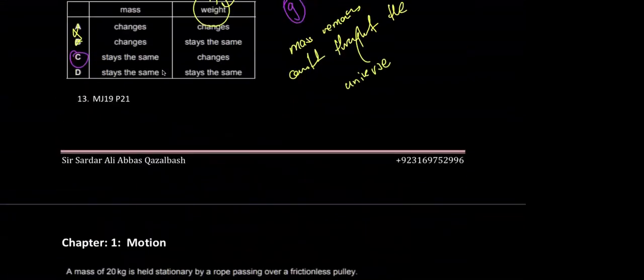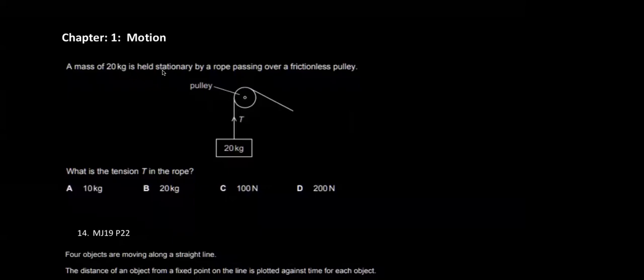Question 13. A mass of 20 kg is held stationary by a rope passing over a frictionless pulley. What is the tension T in the rope? Now remember, if I attach this 20 kg object to this rope, this object produces a downward force, which is its weight of 200 Newton. I'm assuming that g is equal to 10 for these questions, okay? So it produces a downward force of 200 Newton.